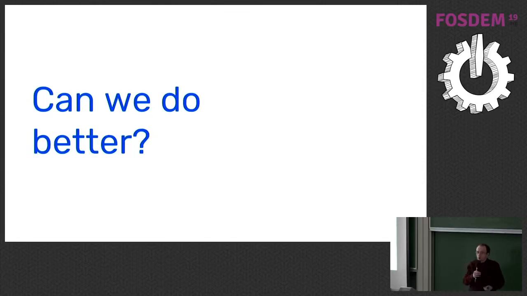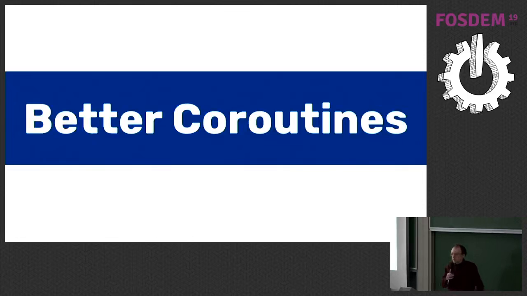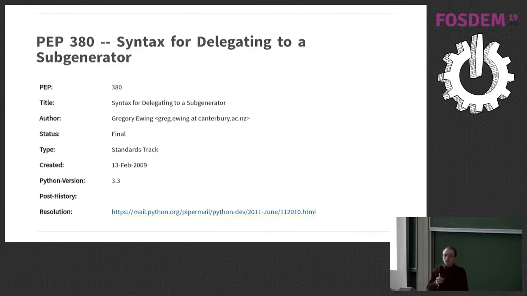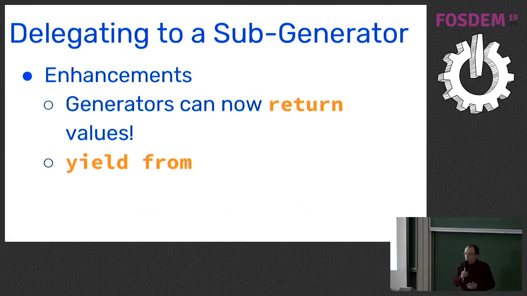And what if we want to have larger programs or we want to refactor coroutines? So this PEP came along, 380, which actually now we're in Python 3, so we're getting closer to the current API. It says syntax for delegating to a sub-generator. And this is actually quite important because it marks two important improvements.